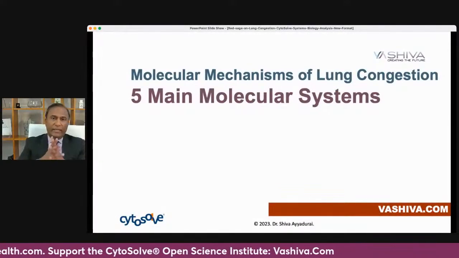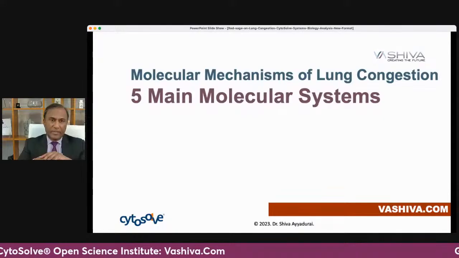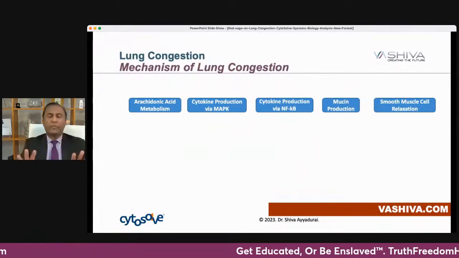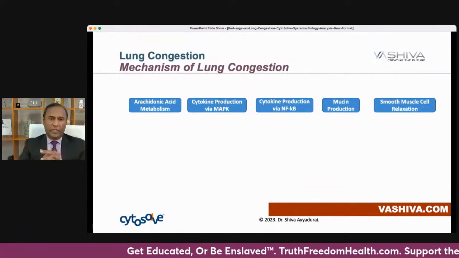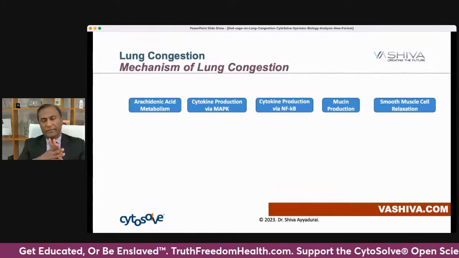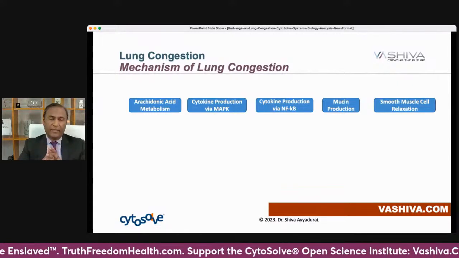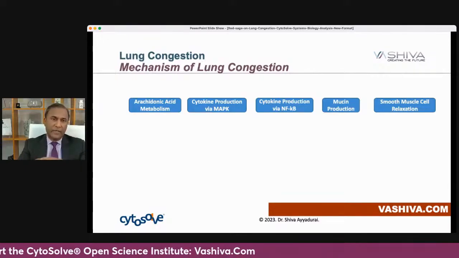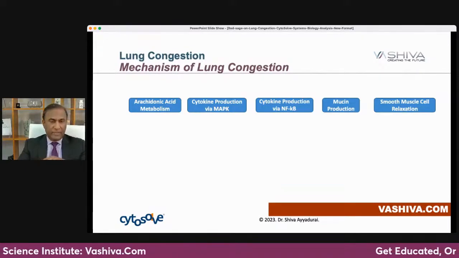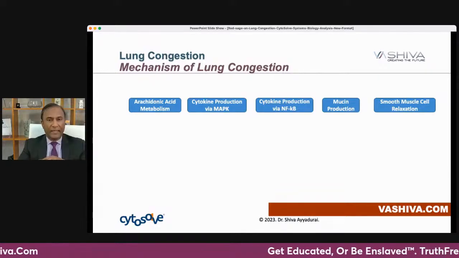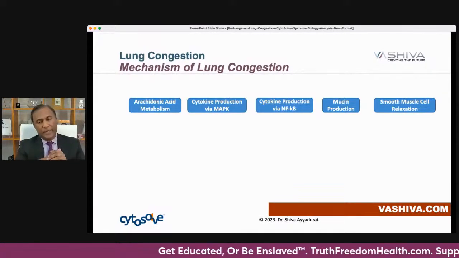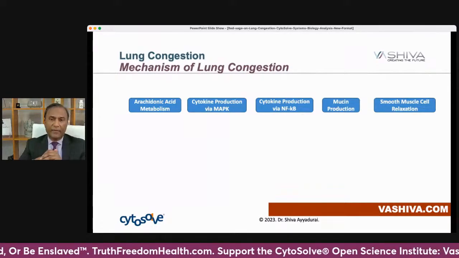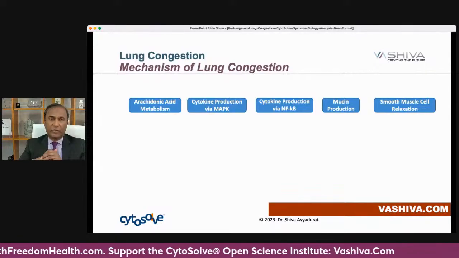Now, we're going to get into the 5 main molecular systems in lung congestion, okay? So here are the molecular mechanisms. We're zooming in on what happens when you get lung congestion. You don't have to know all this, and you can obviously review this video, but there are actually molecular mechanisms. Molecular mechanisms are systems of molecular reactions. So there's arachidonic acid metabolism. That's one. Cytokine production via MAPK, cytokine production via NF-kappa beta, mucin production, and smooth muscle cell relaxation. These are the 5 pathways that you need to affect lung congestion.